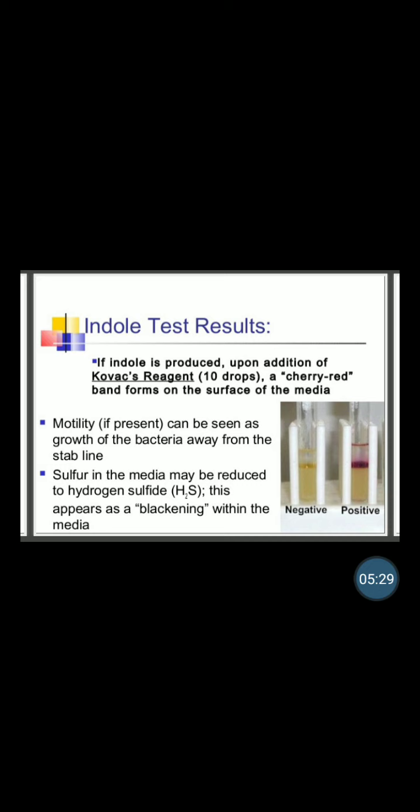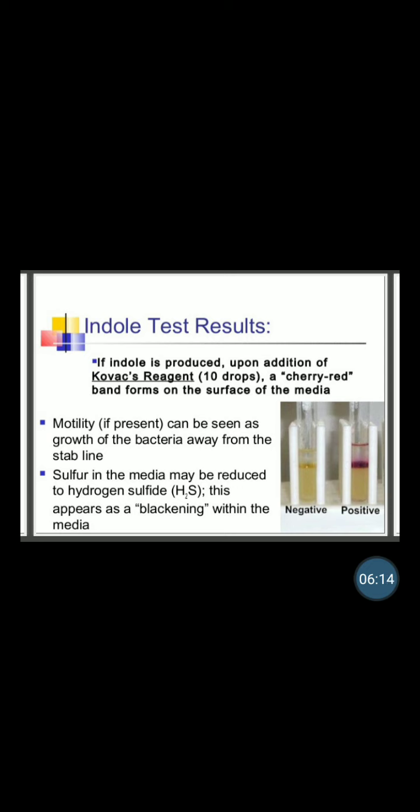Then what is the observation, or what is the result for the indole test? If indole is produced, upon the addition of 10 drops of Kovacs reagent, a cherry red band is formed on the surface of the media.